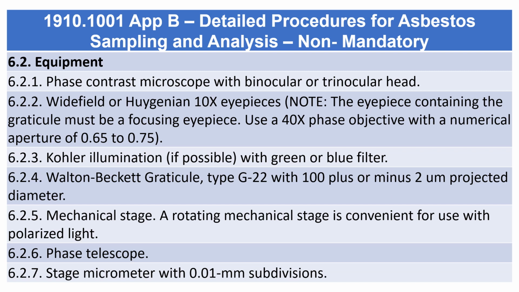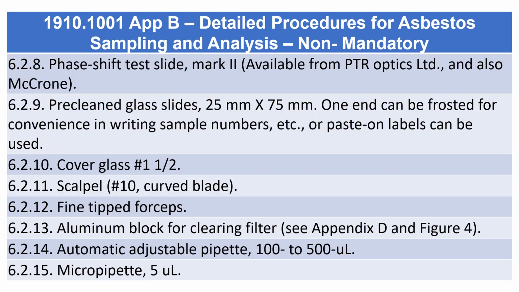6.2.5. Mechanical stage. A rotating mechanical stage is convenient for use with polarized light. 6.2.6. Phase telescope. 6.2.7. Stage micrometer with 0.01 mm subdivisions. 6.2.8. Phase shift test slide, Mark II, available from PTR Optics Limited, and also Macron. 6.2.9. Pre-cleaned glass slides, 25 mm x 75 mm. One end can be frosted for convenience in writing sample numbers, etc., or paste-on labels can be used.